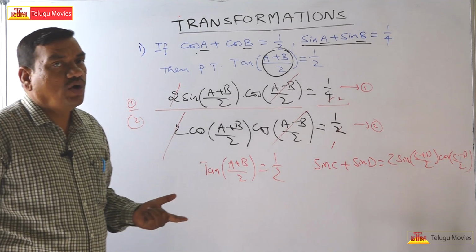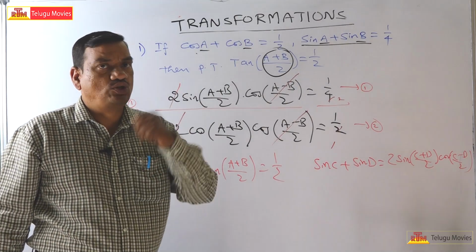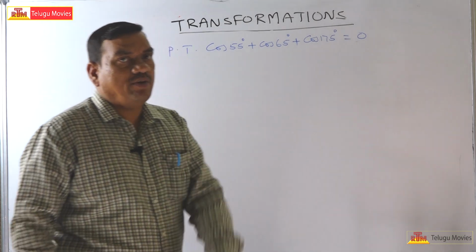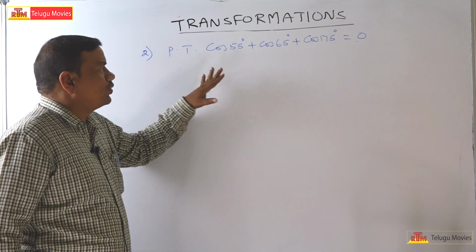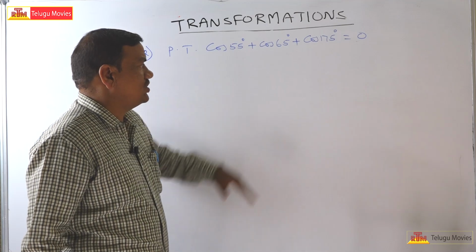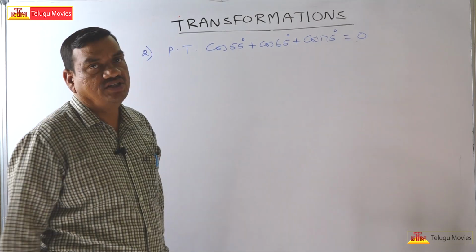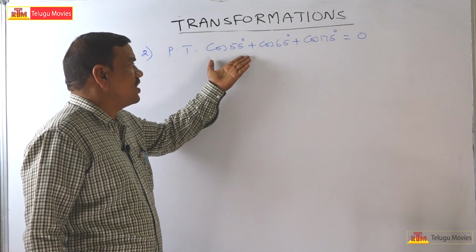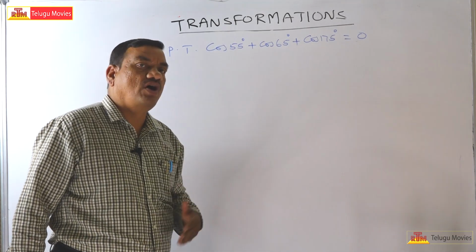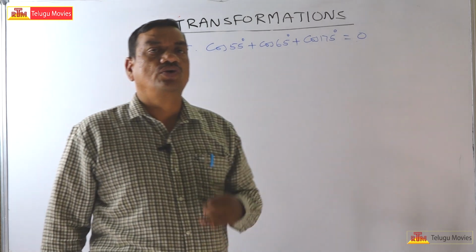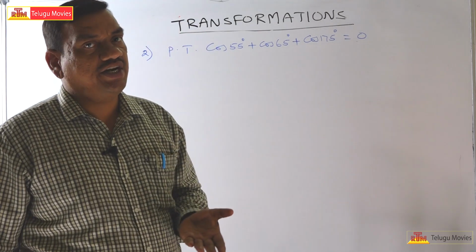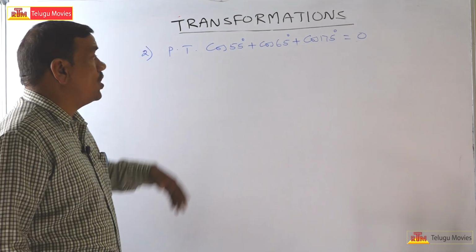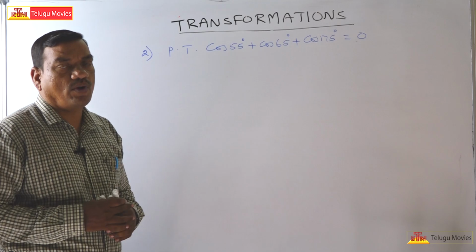I hope that you understand this solution. Let us go for the next problem. Welcome to the second problem. Prove that cos 55 degrees plus cos 65 degrees plus cos 175 degrees is equal to 0. We don't know the exact values of cos 55, cos 65, cos 175. What we know are cos 30, cos 0, cos 45, cos 60, cos 90, cos 180, those known angles, but these are all unknown angles. Then how do we proceed with this type of problem?